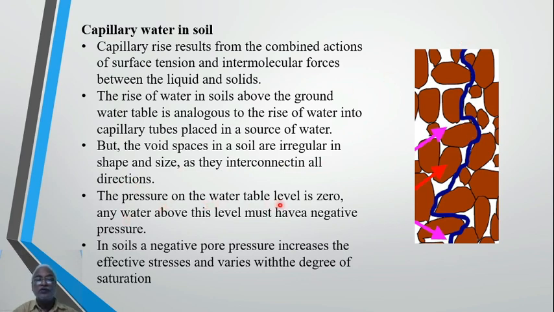The pressure at the water table level is zero. Any water above this level must have negative pressure. In soils, a negative pore pressure increases the effective stress and varies with the degree of saturation.